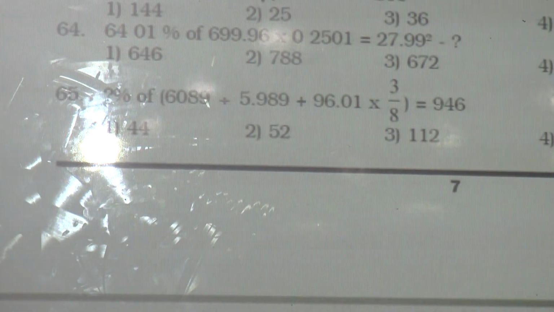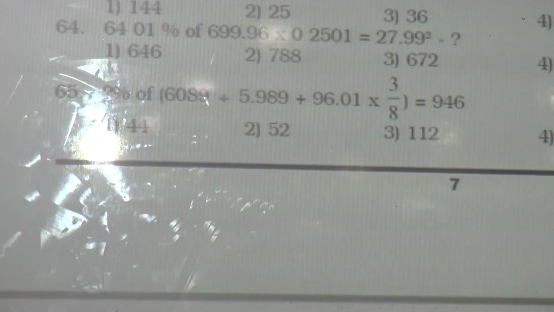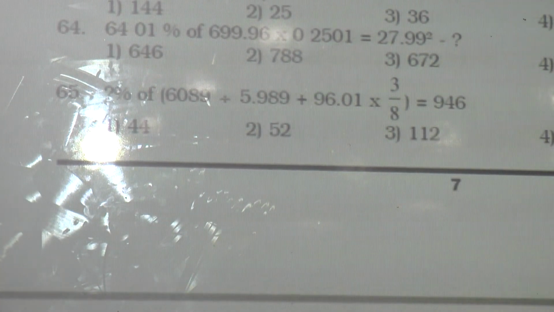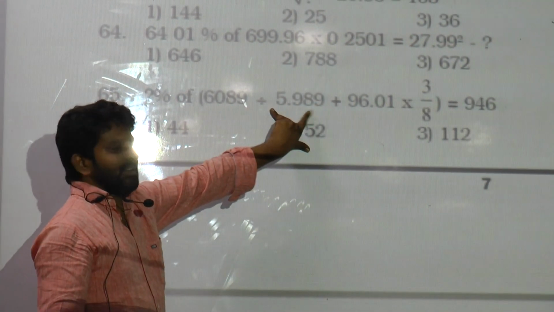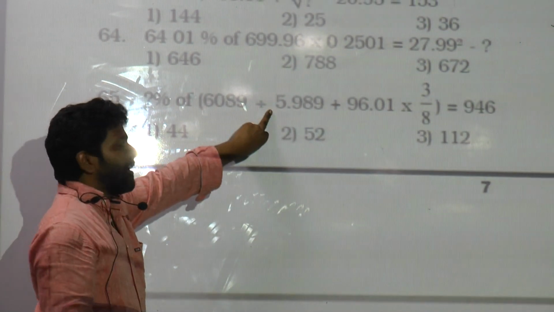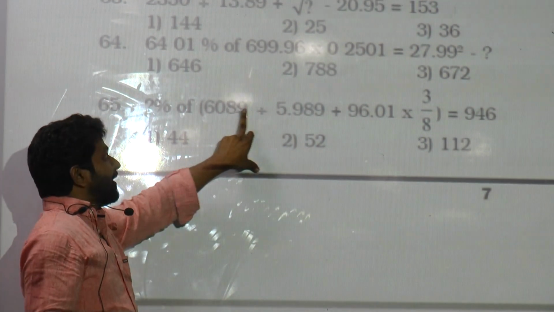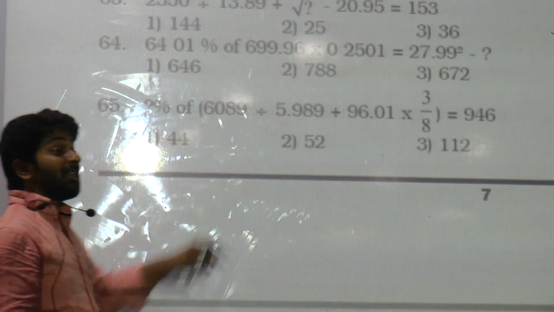X% of something is equal to 946 and you need to calculate the x value. Okay, fine. Now what is this divided by? How much is this? 6. Can we treat it as 6090? 6000 divided by 6 is 1000. 90 divided by 6 is 15. So totally this is 1015.